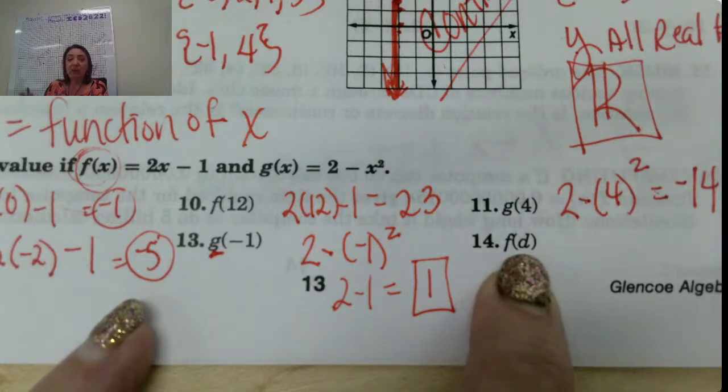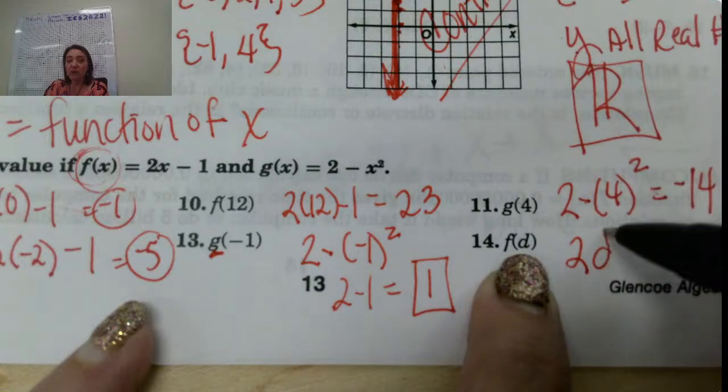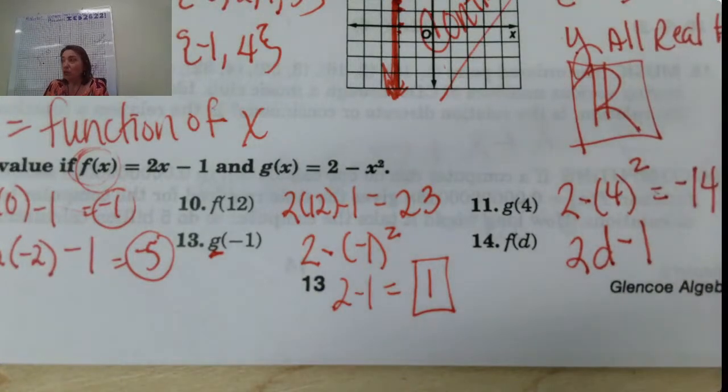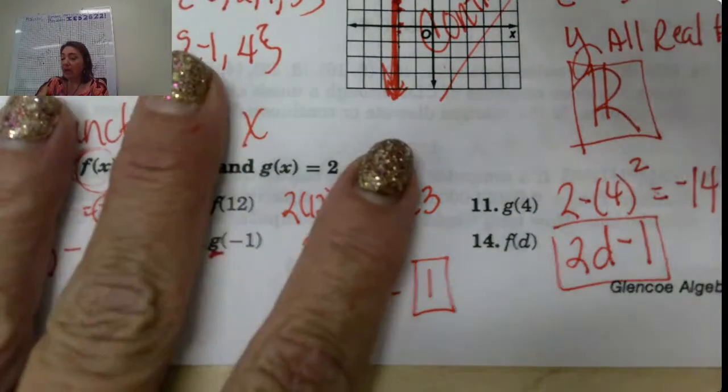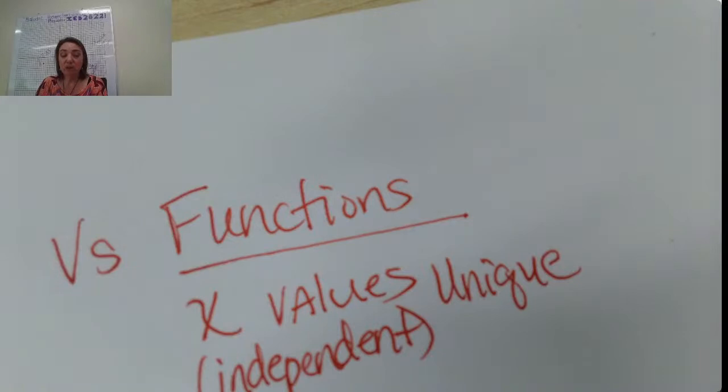Okay, and then, F of D. That means we're going to replace X with D. So where X is, now we're going to put D. So we're going to have 2 times D minus 1. Now, can we actually do anything with that? No. So that's it right there. That's our answer. That's all we got to do. That's it. Okay? So that is this whole lesson. I told you this is pretty basic. We're just refreshing your memory on some stuff.